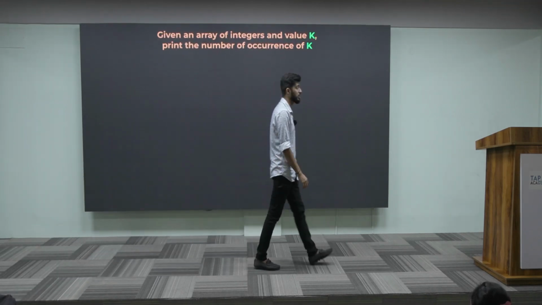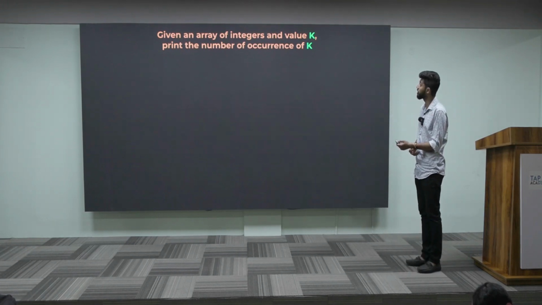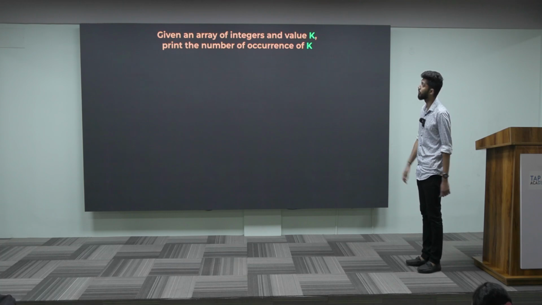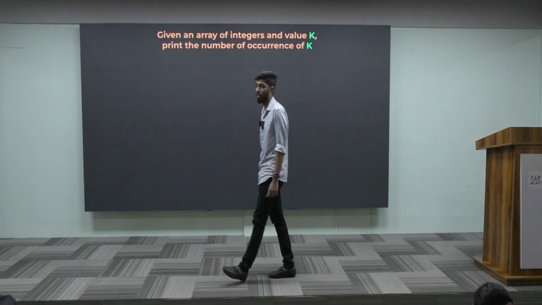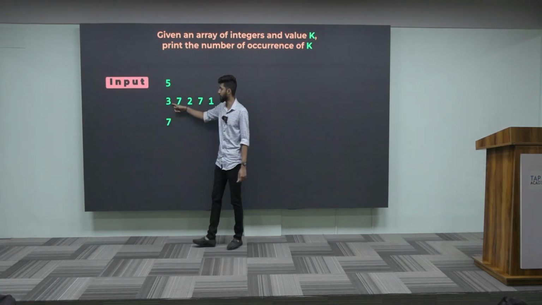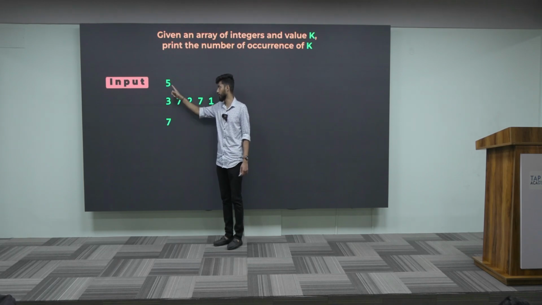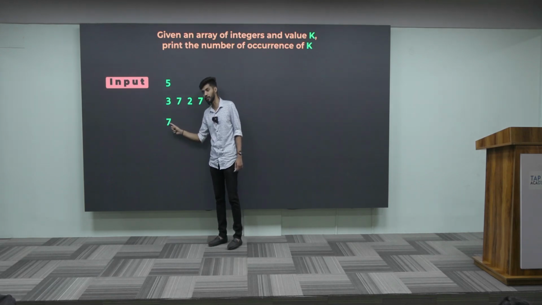Given an array of integers and a value k, print the number of occurrences of k. So basically you need to print how many times the k value has occurred. For example, if I have given the input as 5 and after that I have these values, so 5 inputs are there: 3, 7, 2, 7, 1. And one more value is given, and this is your k value.